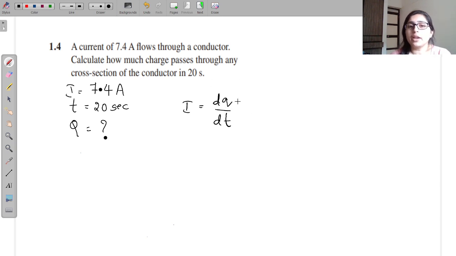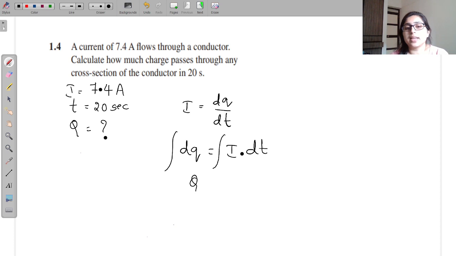Now if I want to find the charge, I will take this charge on the left hand side and transfer this dt to the other side, so I into dt. If I want to find the charge passing through a plane or any cross section in a particular time interval, I will integrate this. So I will get the charge, total charge is q, and here I will get I into t. So this is the formula.